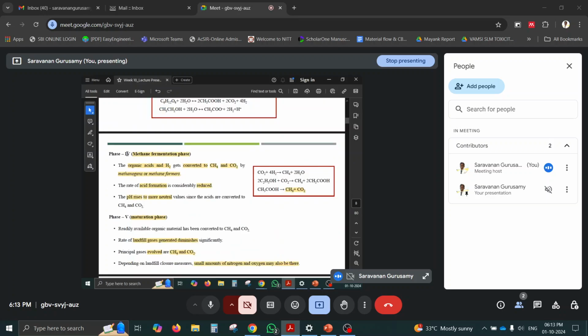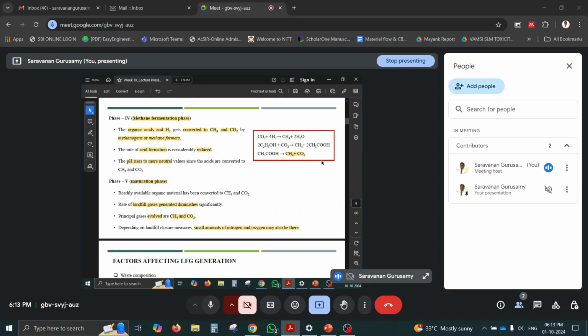Then the fourth phase is called the methane fermentation phase. All the acetic acid that is formed in the acetogenesis phase will be converted into methane and carbon dioxide. So acetic acid, CH3COOH, will be converted into methane and carbon dioxide. There are two pathways: one is the acid pathway, another is the hydrogen pathway. When acetic acid is converted into methane and CO2, that is one pathway.